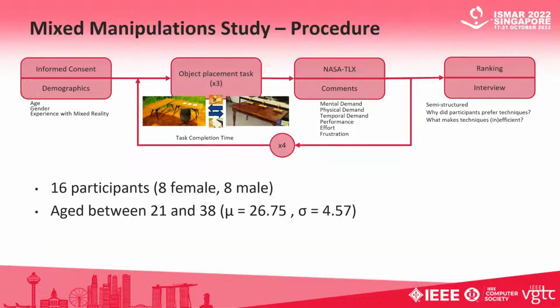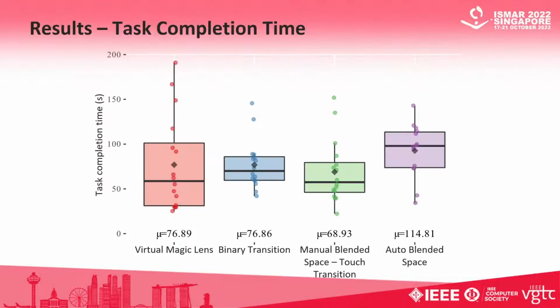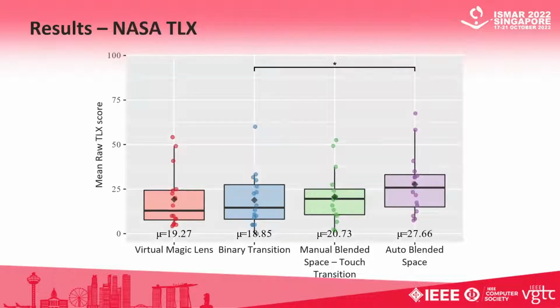So then we had 16 participants who were aged between 21 and 38 and who had medium mixed reality experience. In this study, we didn't find any significant difference in task completion time, though you can note that the auto-blended space performed notably worse compared to the first study. The NASA TLX resulted in a higher perceived workload for the auto-blended space compared to the binary transition.